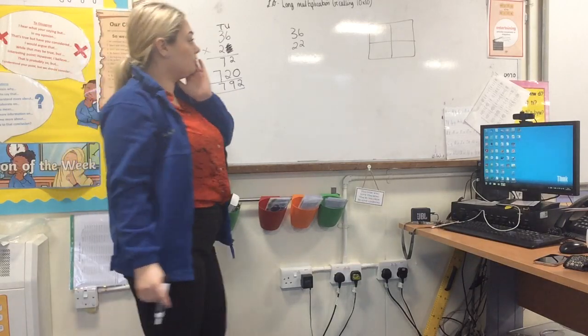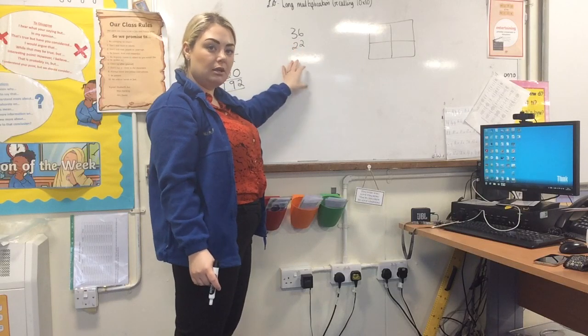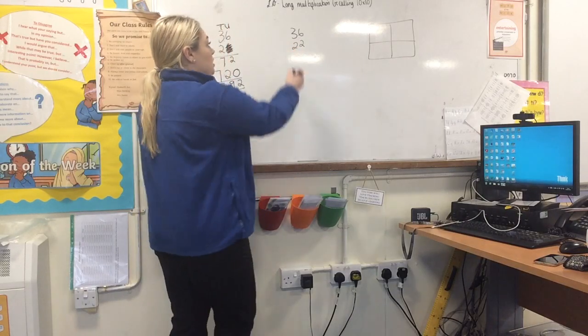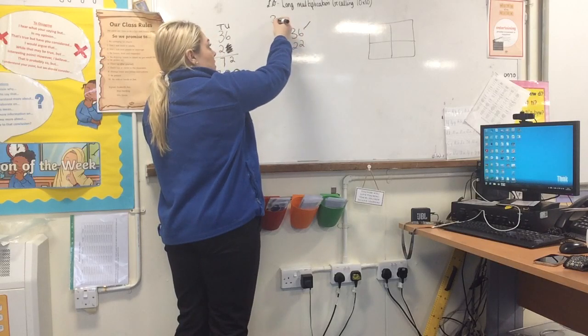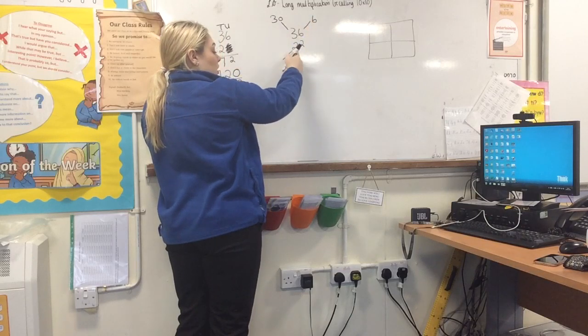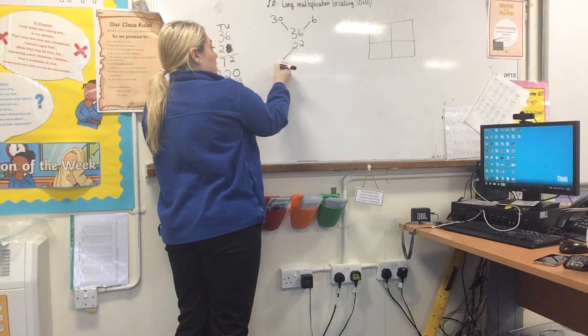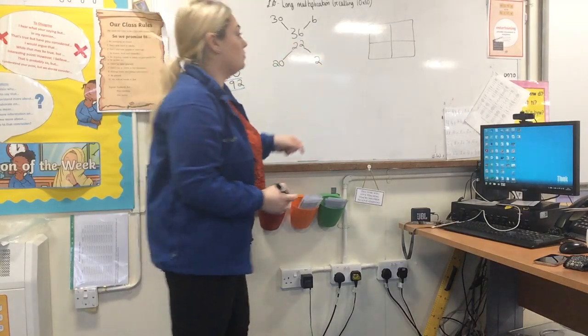Okay? So for our grid, all we need to do is partition the numbers, break the numbers down so we can understand them. So what do they mean? The 3 in 36 is 30, and the 6 is a unit. The 2 in 22 is 20, and then 2. So we're going to put those numbers now around our grid.